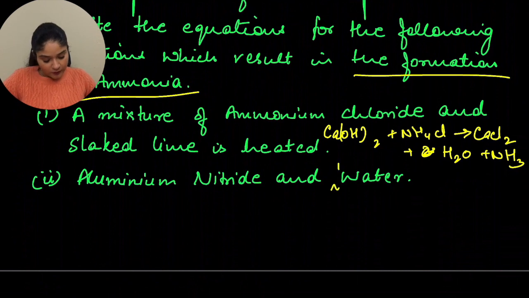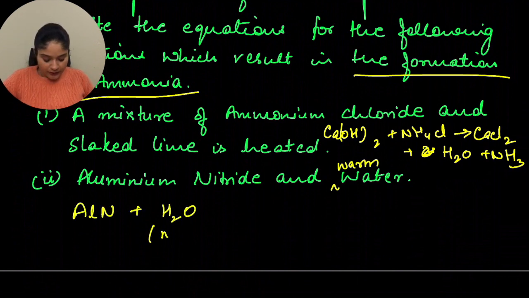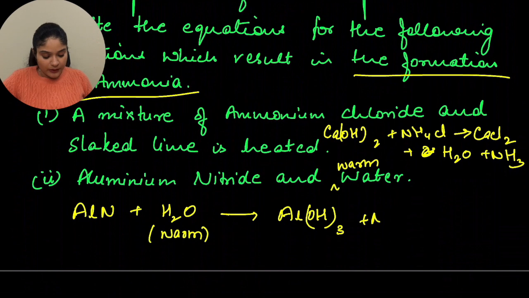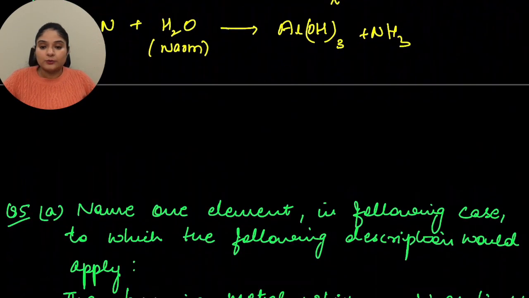Then the next is aluminium nitride with water. So always it's warm water. So that should be mentioned in the question, with warm water. If not, then when you're writing the equation, you can mention warm water below where you write water. So that would be AlN plus water. You can write warm right here. And then this will give you Al(OH)3 plus ammonia gas. So that's your equation. Let's move on to the next one.